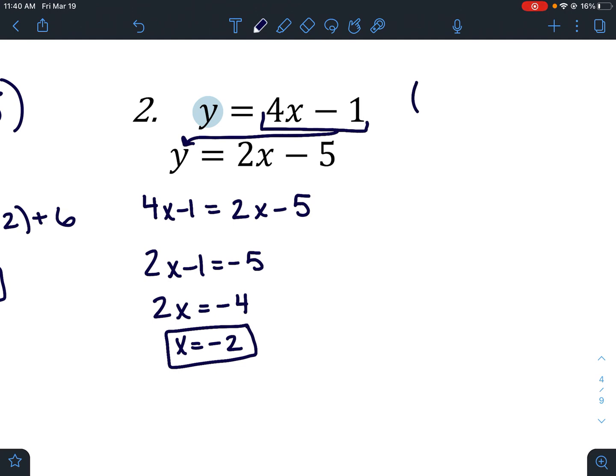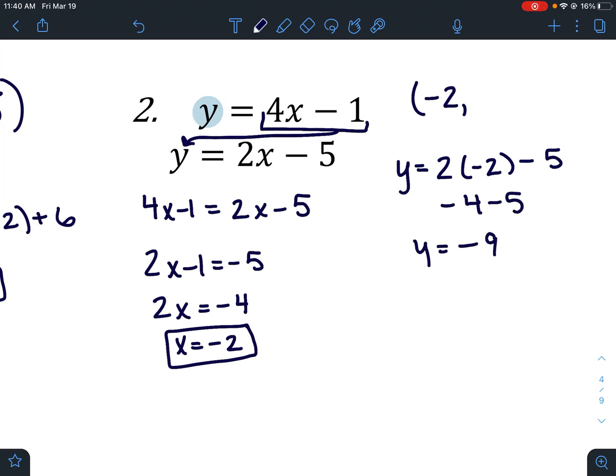Again, when we're talking points, my x coordinate is now negative 2. You can pick either one to plug it in. I'm going to pick the bottom one. Why not? So I'm going to do y equals 2 times negative 2 minus 5. 2 times negative 2 is negative 4. Negative 4 minus 5 is negative 9. That is our y coordinate, which means my solution is negative 2, negative 9.